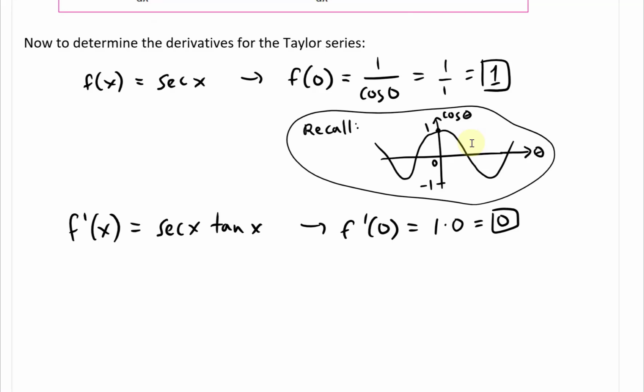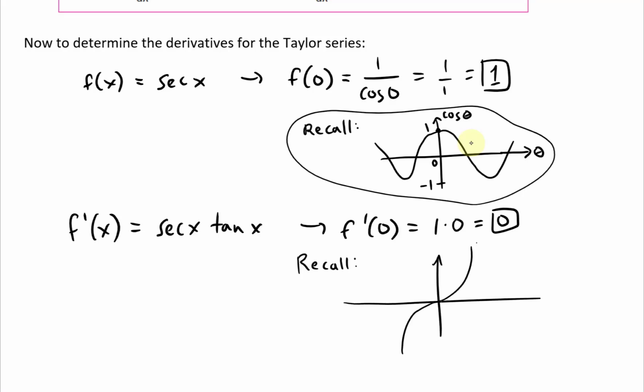And again, just for completeness, recall that the tan function looks like this. It goes up to an asymptote line at pi over 2.